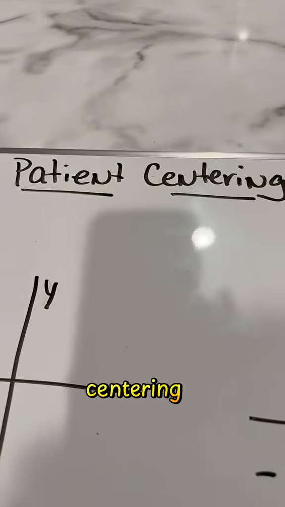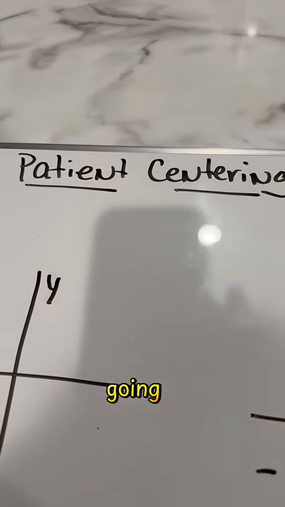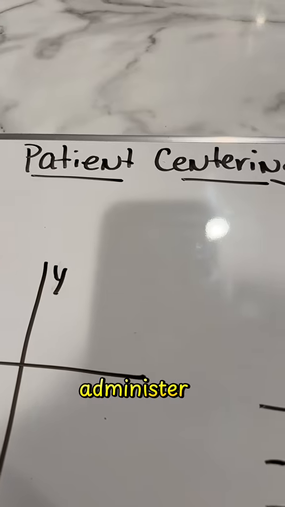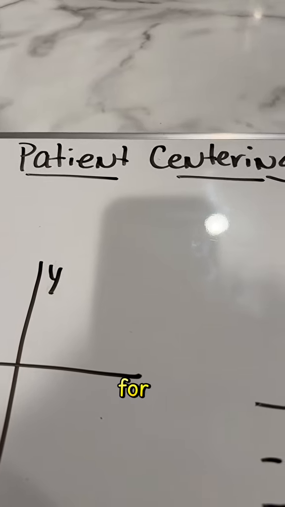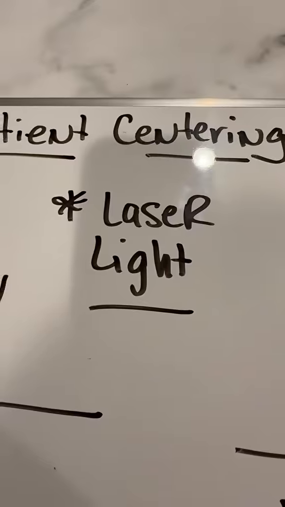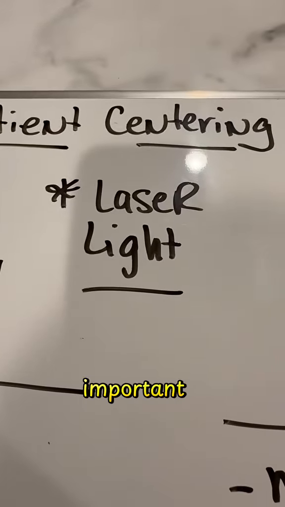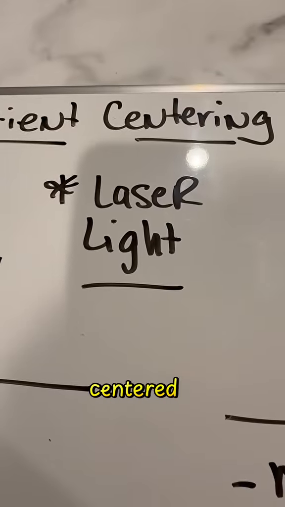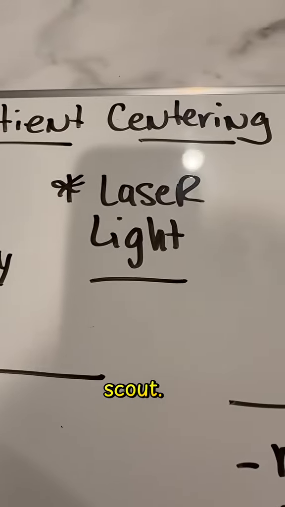Now, why is patient centering very important? Because this is going to calculate your dose when you scout your patient to administer the correct amount of dose for any type of CT exam. So your laser light, this is super important when you're scouting your patient for any type of CT exam to make sure they are centered properly for that scout.